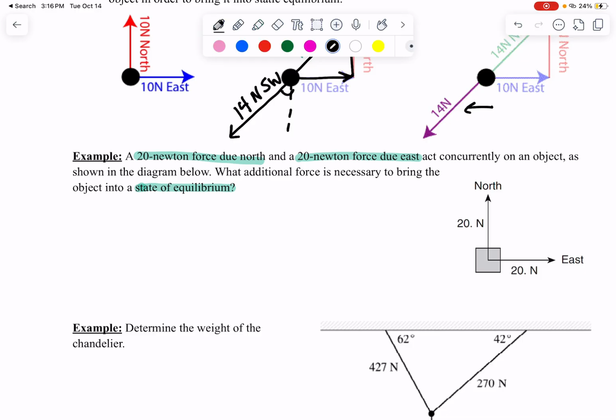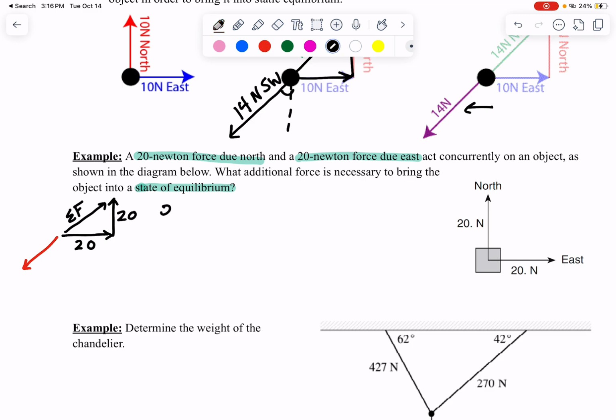Okay, so let's do this. We have a force that's going 20 newtons east, and we have a force that's going 20 newtons north. So your net force right here, that's what that would be. And what we need for the equilibrant is going to be this force right here. Whatever magnitude you find for that net force is the magnitude that it will be for this red force right here.